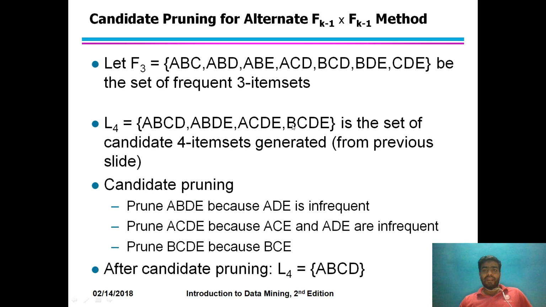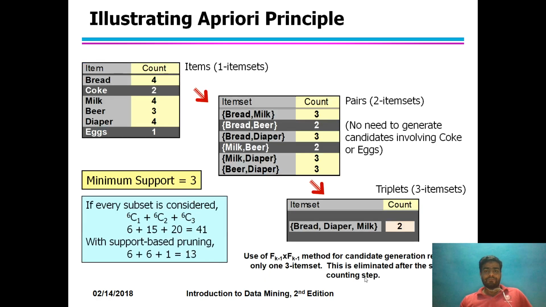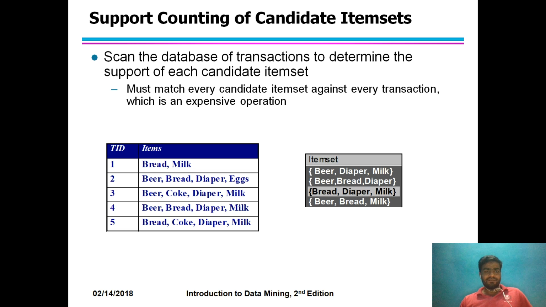So the final candidate pruning after the F k minus 1 times F k minus 1 method: after candidate pruning we get only ABDE, because all of its subsets, ABD, ABE, BDE and so on, are frequent. So all these things are frequent, and after candidate pruning we get only ABDE. Okay, so we are done with this.